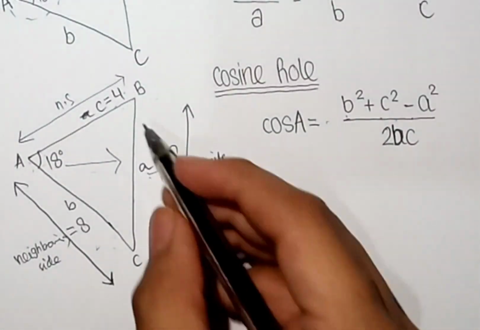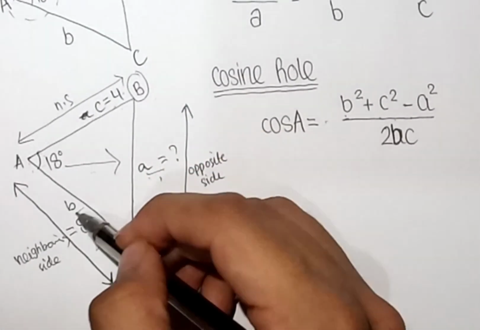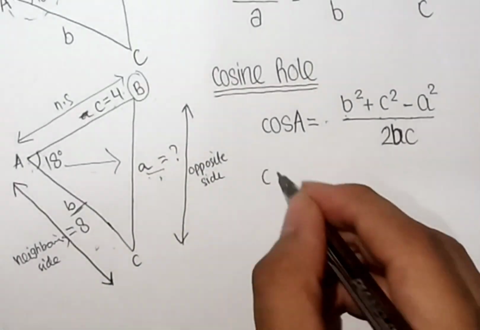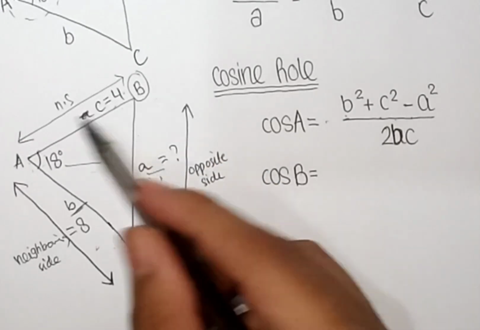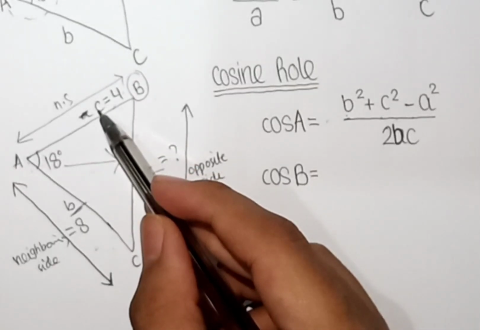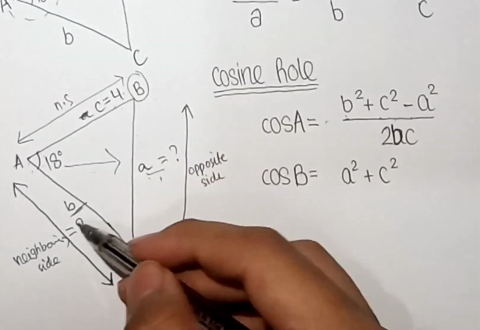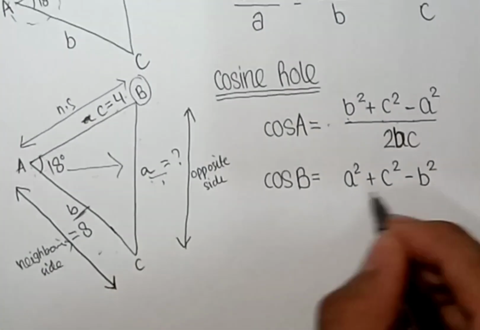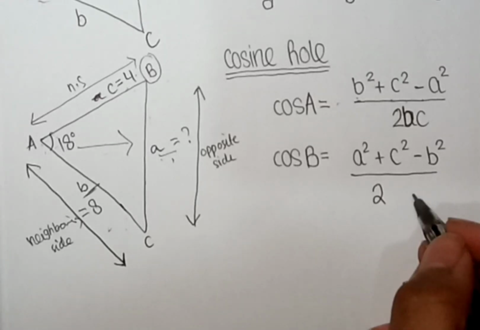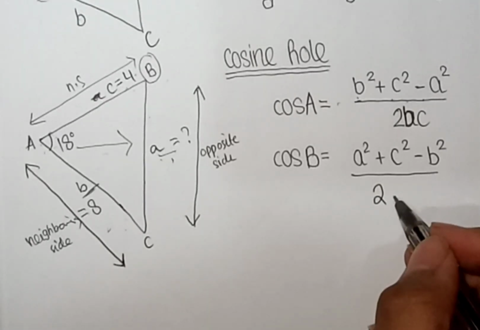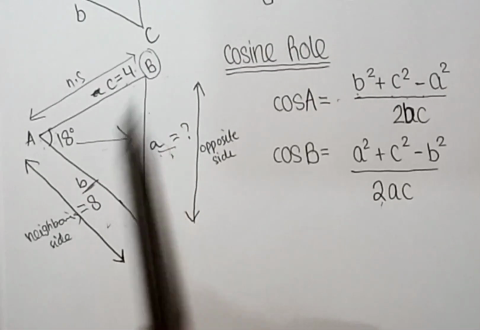Suppose I would like to find the angle B. cos B is equal to, what are the neighboring sides of B? A and C. So A square plus C square minus B square, the opposite side, upon 2AC, the neighboring sides.